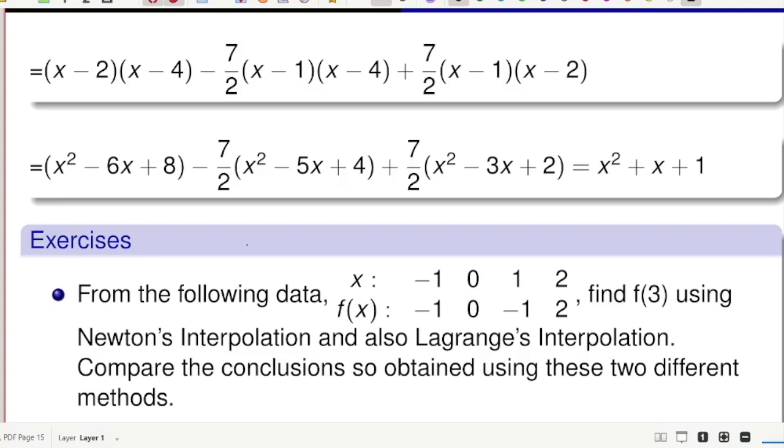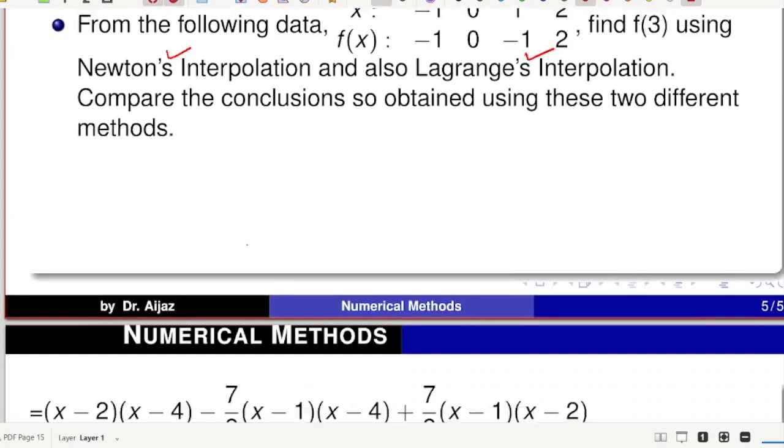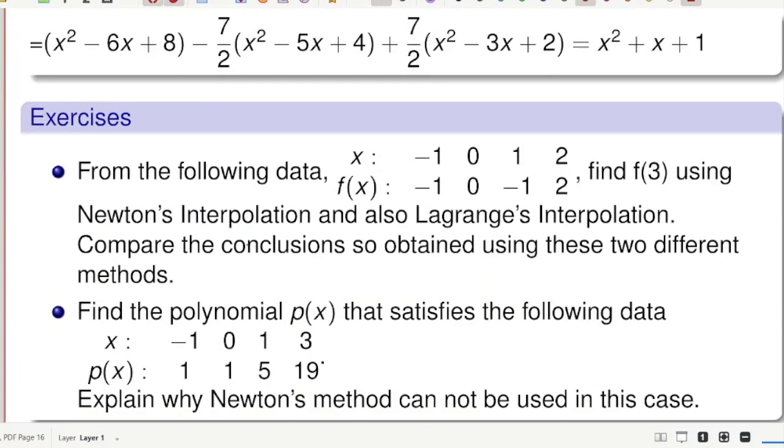We need to find out the value of f of 3 using Newton's interpolation formula as well as using Lagrange's interpolation formula. Here we are given this is actually x0, this is x1, this is x2, and this is x3. These 4 points are actually equally spaced. So we can use Newton's interpolation formula as well as we can also use Lagrange's interpolation formula. And we will also compare the conclusions using these two different methods.